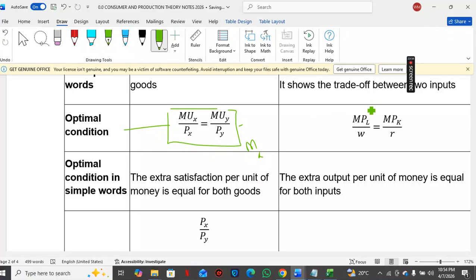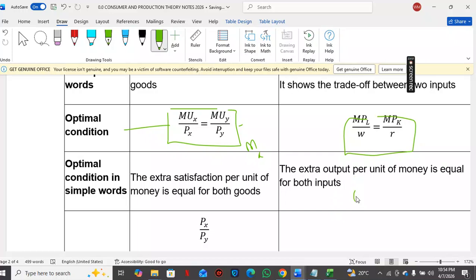Even with the production theory, this is the point of cost minimization. The extra output per unit of money is equal for both inputs, which are capital and labor. So when for each quarter that you're paying, the extra output for capital and labor is equal, that's when you minimize costs. So remember these two terms.